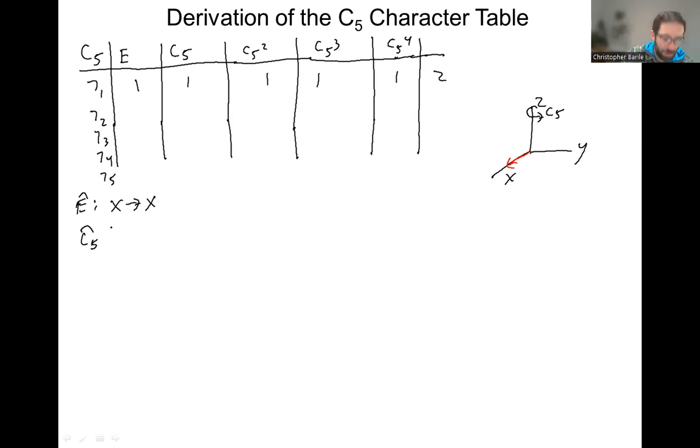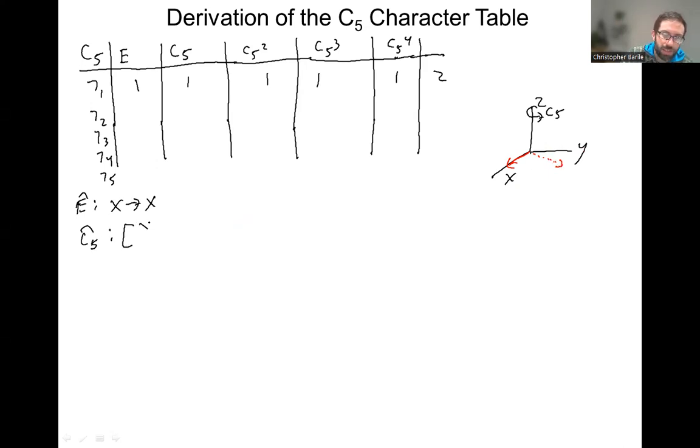Let's do a C5. When we do a C5, we're going to be spinning that 72 degrees. So we're going to go right to there, not quite all the way 90 degrees to the y vector. That will be 18 degrees away from that point. So we're going to be some combination of x and y that describes this.